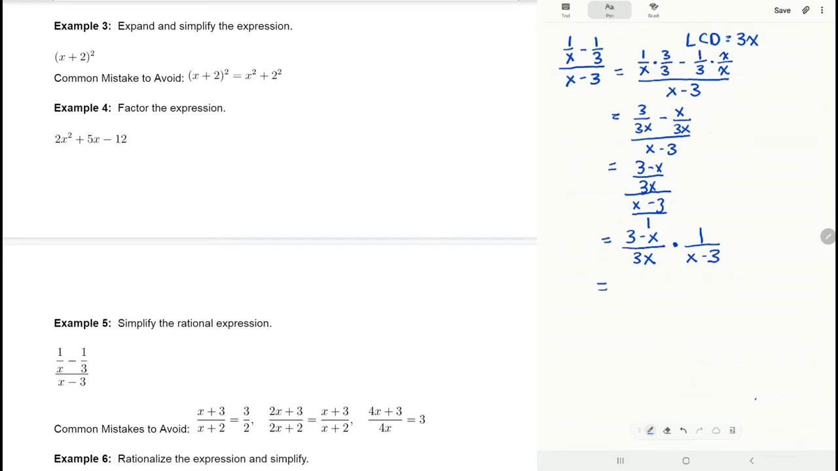So now let's simplify our fractions. When we multiply the two fractions, we multiply the numerators across, and then we multiply the denominators across. So 3 minus x times 1 gives us 3 minus x, and 3x times x minus 3 is 3x times x minus 3.